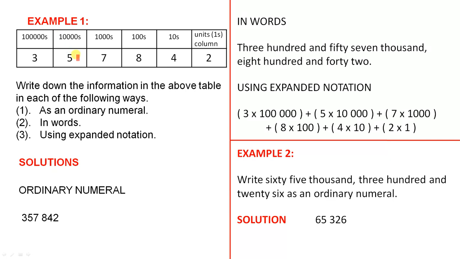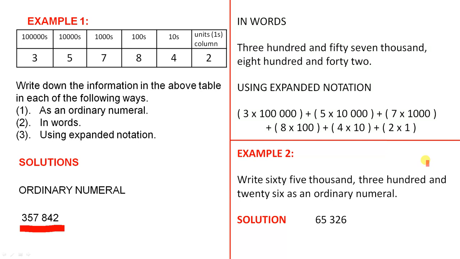Example 1. Write down the information in the above table in each of the following ways, as an ordinary numeral, in words, and using expanded notation. So as an ordinary numeral, we have 357,842. In words, 357,842. So we're actually writing the words down. And using expanded notation, 3 times 100,000 plus 5 times 10,000 plus 7 times 1,000, etc. And when we add each of those up, we end up with this answer here. We end up with that numeral there.